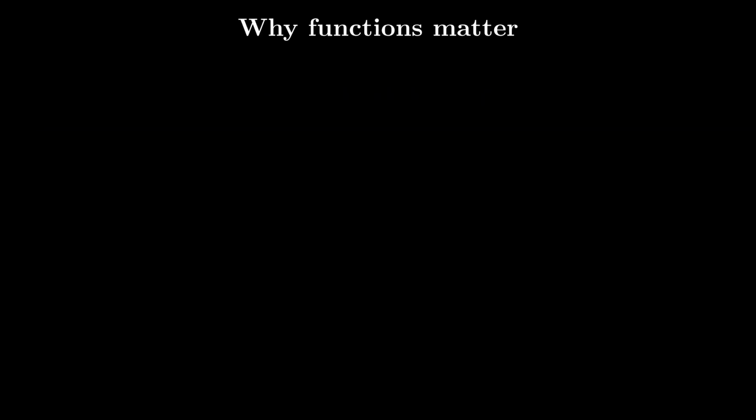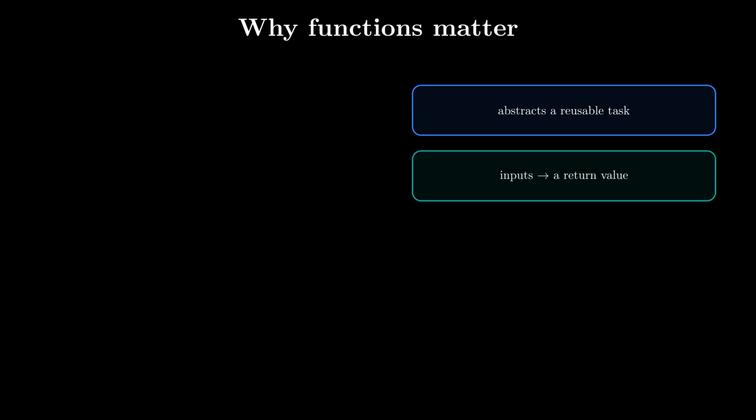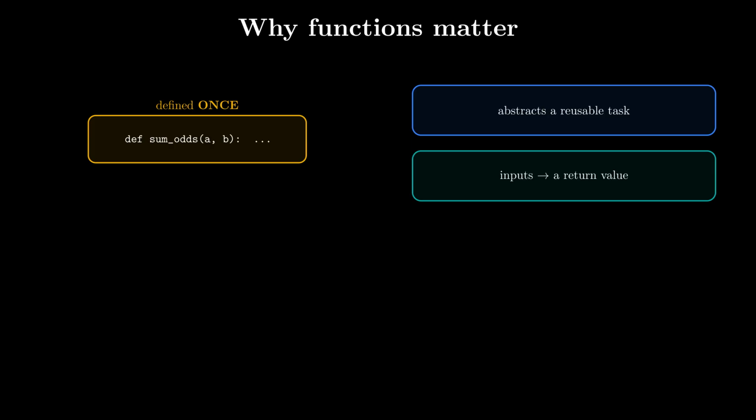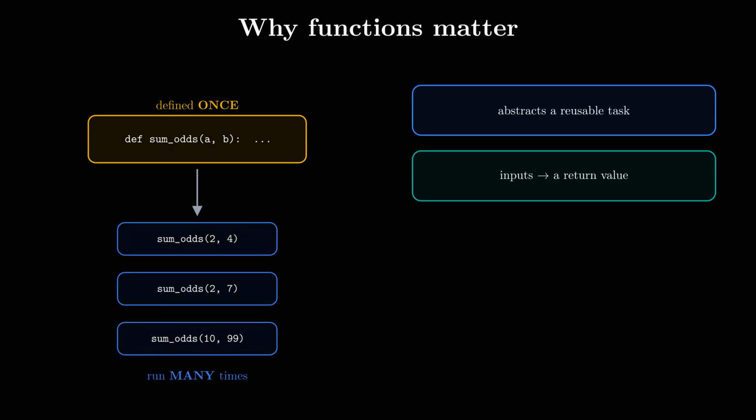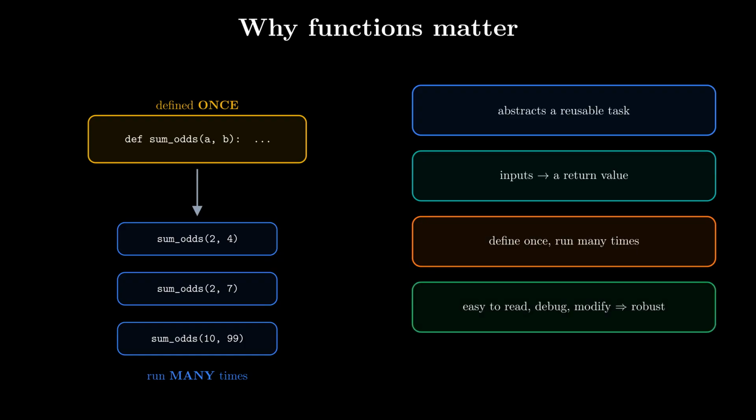To close, why functions matter. A function abstracts away a useful task, a piece of work you might reuse many times across a program. It takes inputs and hands back a return value. And creating a function is not the same as running it. You write the function once, but you can call it as many times as you like. That single idea, define once and use everywhere, is what makes code easy to write, read, debug, and change. Small, well-named, well-tested functions are the building blocks of robust programs.